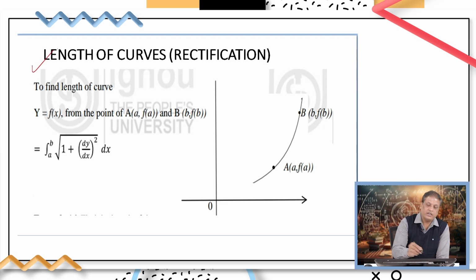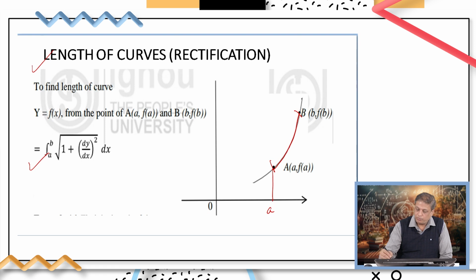Apart from this, finally, when this block 3 was concluding, the final topic of the final unit, the application of integration, was about the length of the curves. The length of the curve was given by this formula, the integral of a to b square root of 1 plus (dy by dx) whole square into dx, which represents the length between two points on the curve.